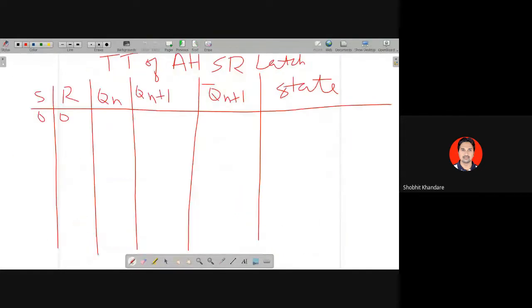Now with this understanding we are going to draw the table now. Now see what the table is telling. Please pay attention now. Your S is equal to 0, R is equal to 0. If your output is 0, then the next output will also be 0. Do you agree with this? That means there is no change in the output because your S is equal to 0, R is equal to 0. Present output is also 0 and next output is also 0, because there is no change in the output. Did you understand this?